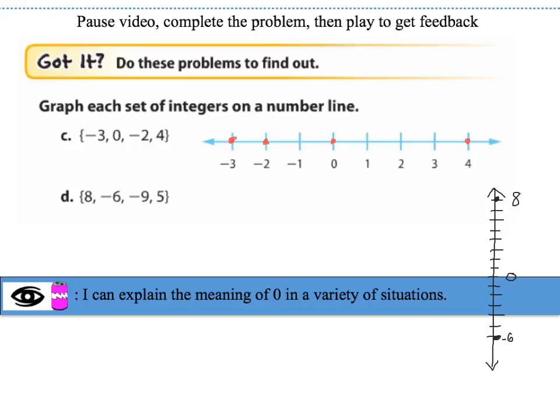Our next integer is -9. That goes below 0. So here's 0. So here's -1, -2, -3, -4, -5, -6, -7, -8, -9 is right here. And our last integer is +5. That goes above 0. 1, 2, 3, 4, 5. Put a dot there. So those are the integers graphed on a number line.